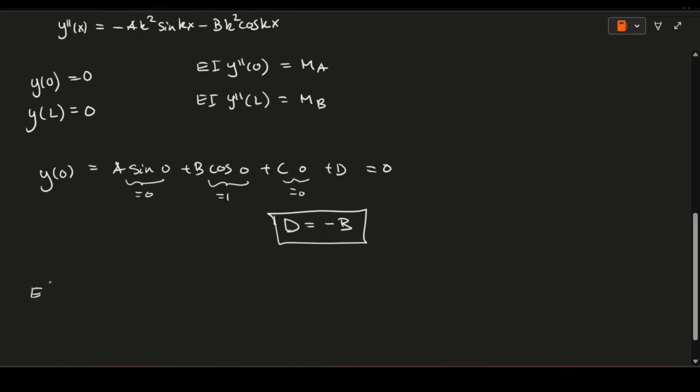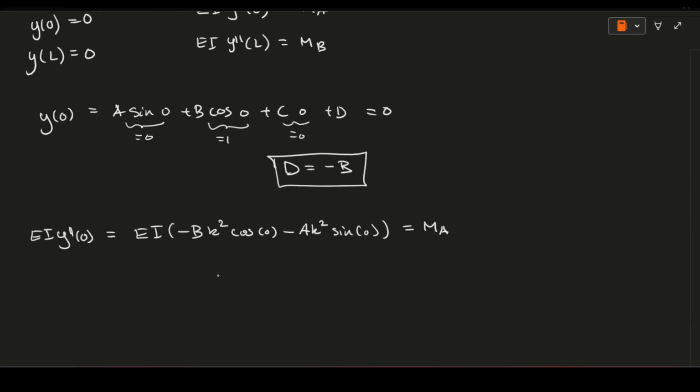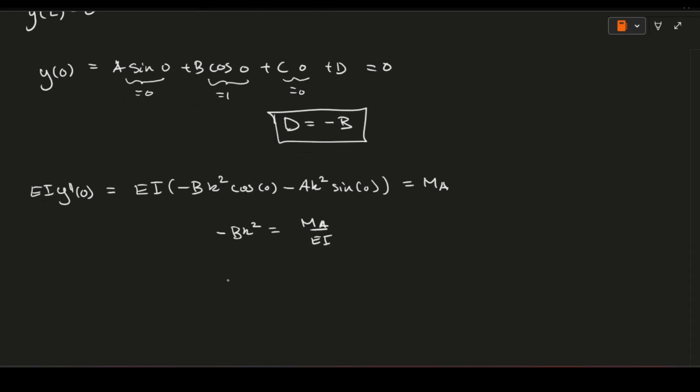Okay, we could use the other boundary condition at 0. So EI y prime prime at 0 is equal to EI times minus B k squared cosine 0 minus A k squared sine 0. This should be equal to MA. From this we get minus B k squared is equal to MA over EI. So solving for B, we get that B is equal to minus MA over k squared EI.